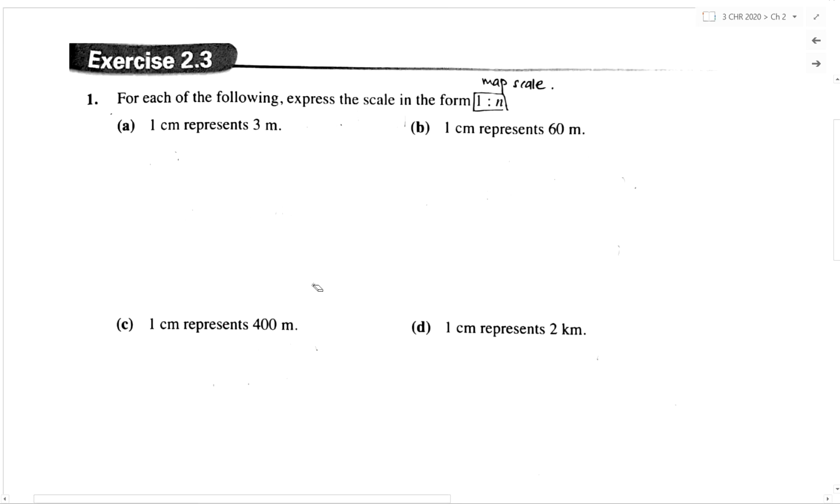In the form 1 to n, I will show you the first two. Then you should be able to do the rest yourself already. Okay? It is written in the form 1 colon something, a value that has no units. Meaning before that we have to change all of them to the same units already. 1 cm represents 3 meters. So 1 cm is to 300 cm. Therefore my answer is 1 is to 300.